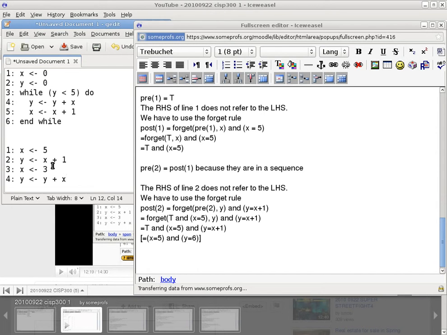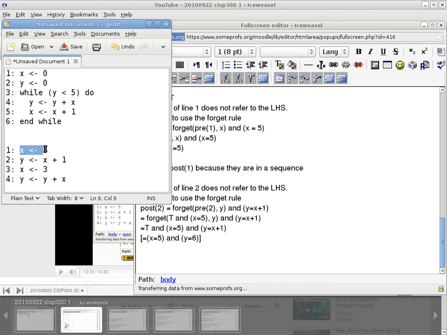Yes? Whenever the right-hand side is equal to the left-hand side, do you use the forget operator? Yes, the only time you can use the substitution rule is when the right-hand side is a reversible operation. Now, if you look at line 1, it is not reversible. In other words, after line 1, I know for sure that x equals 5, but there's no way for me to start with the fact that x equals 5 to reverse back and say, but what was the value of x before this line? There's no way for me to reverse it, and that's why the substitution rule cannot apply.